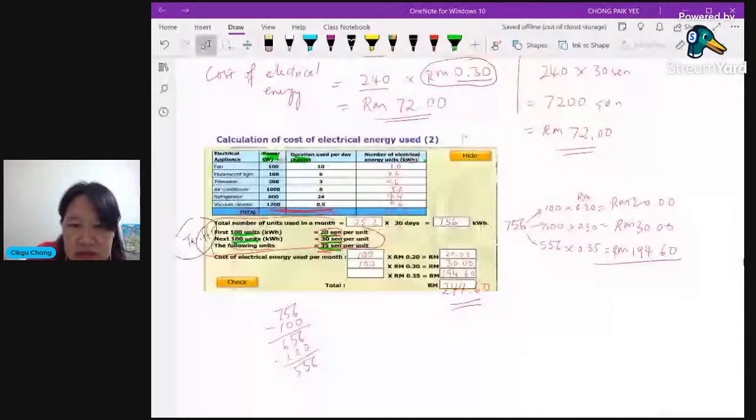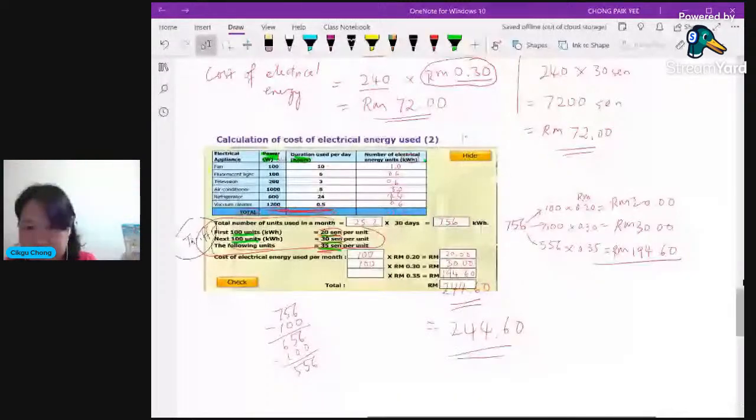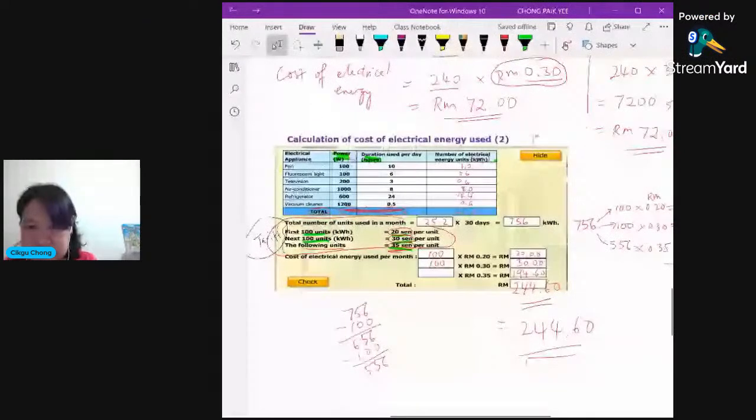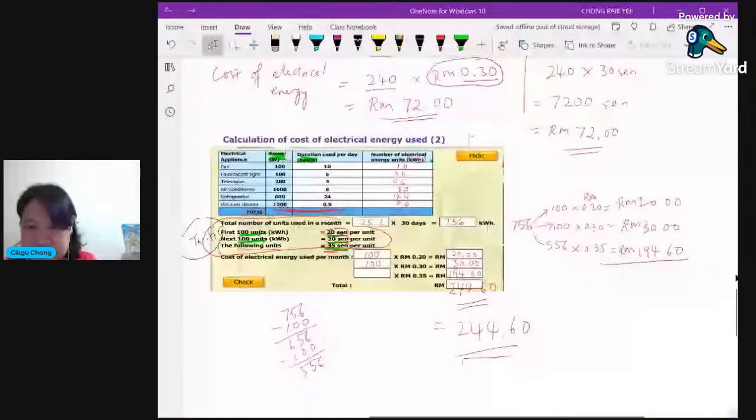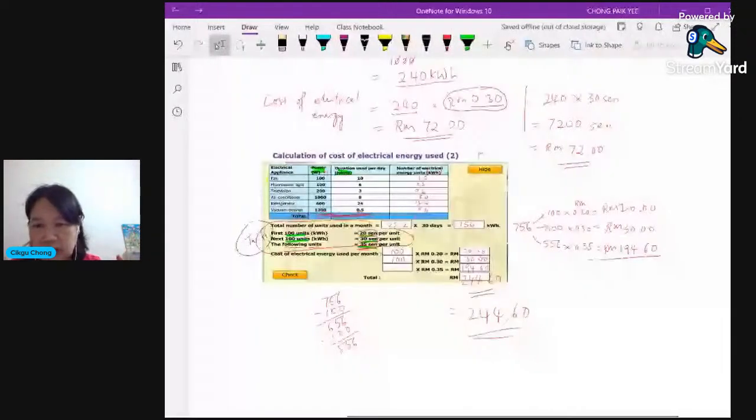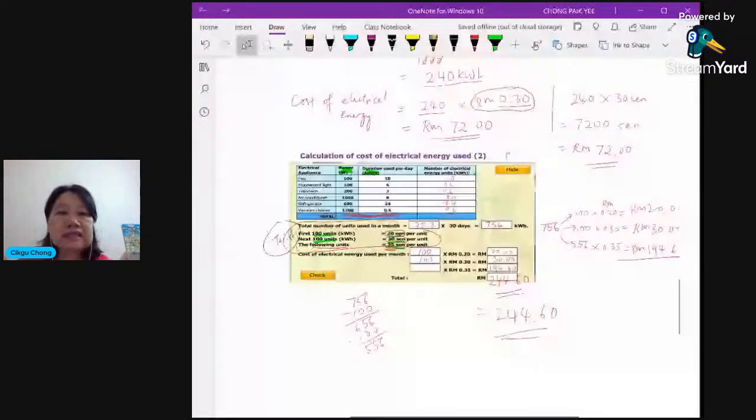Anyone have a different answer? Well, we will discuss at the Google Meet here. Okay, so far I found is this. So I think should be correct. Yes, correct. All right. Okay, girls, so this is usually the question that will come out, because you have a tariff. You have a tariff like that. 244. Okay, right. Good. So let's go to Google Meet and let's do some more questions.